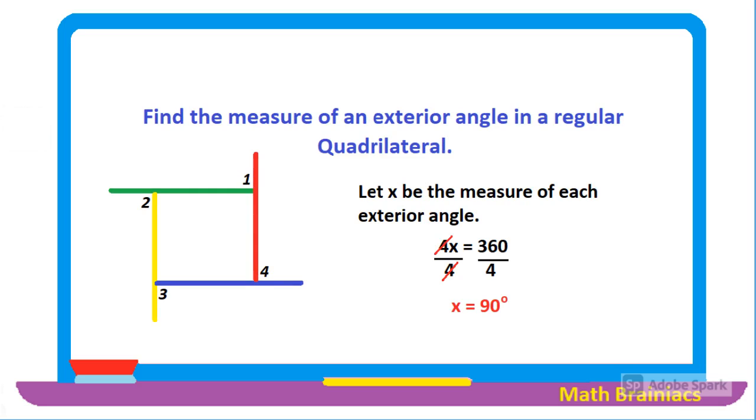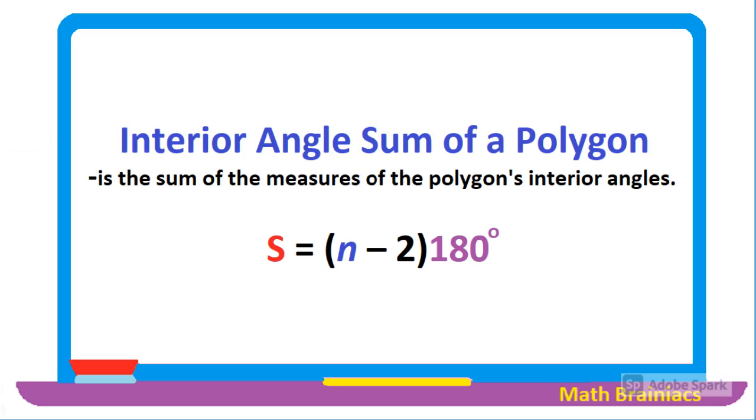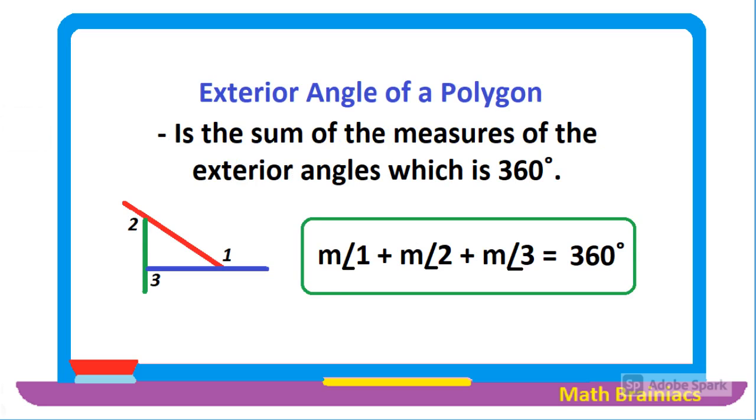However, a regular quadrilateral has 4 sides. Accordingly, it will give us 4x is equal to 360 degrees, and x is 90 degrees. These are the measures of the exterior angle of a polygon. In finding the interior angle sum of a polygon, remember the formula S is equal to (n minus 2) times 180 degrees. While in finding the exterior angles of a polygon, the sum of the measures of the exterior angles is always equal to 360 degrees. Remember that.